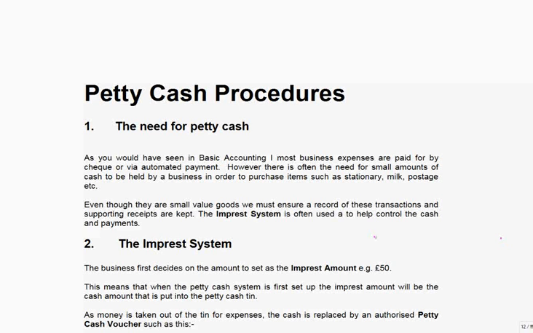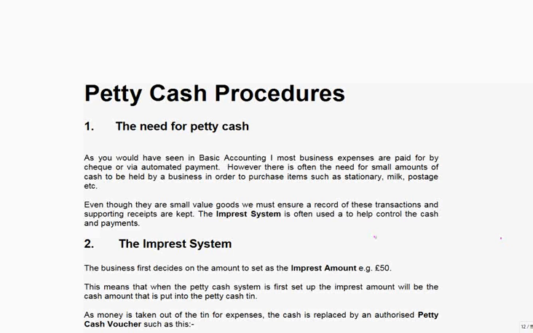You need to pop out to buy a pint of milk so you can make a tea or coffee. You've maybe run out of stamps or paper, so you need to pop to the shops to get something. Instead of the staff having to pay out their own personal monies and then claim it back, the business keeps a small amount of petty cash, maybe £50. The member of staff can go, obviously with the correct authority, to that petty cash tin, take the money out, go and buy what they need, bring the change back along with some receipts.